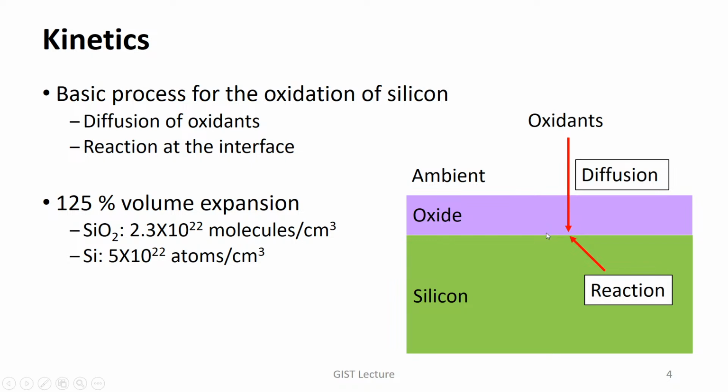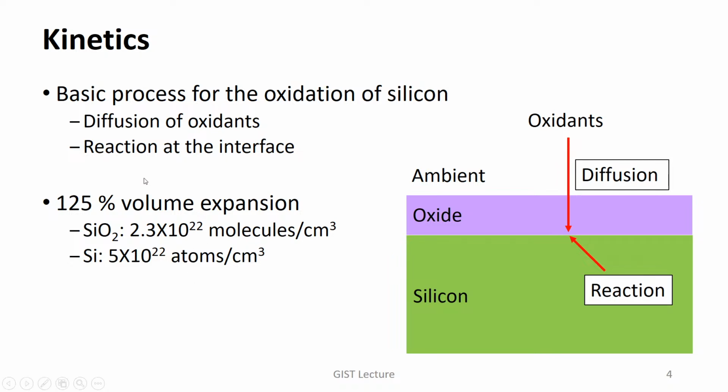Then what happens? The oxidant should move to the surface of the oxide layer. After that, inside the oxide layer, they should diffuse. Finally, when the oxidants arrive at the silicon dioxide-silicon interface, the reaction happens. So we have to consider these processes.